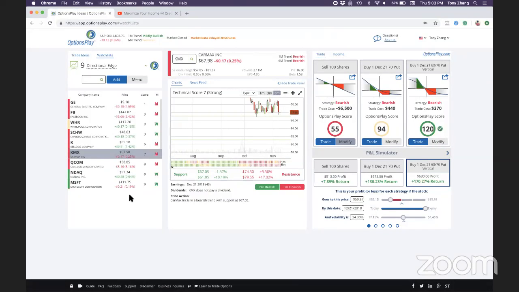I think Greg's asking, how do you forecast the magnitude of the move? I think I just talked about that.